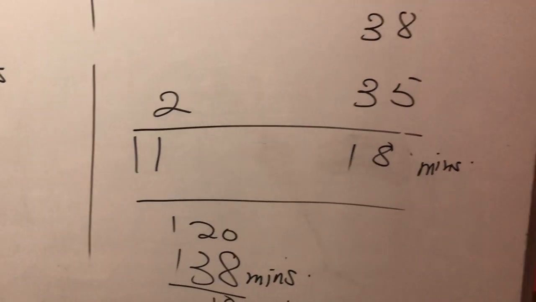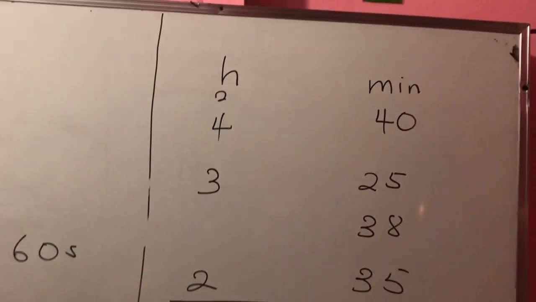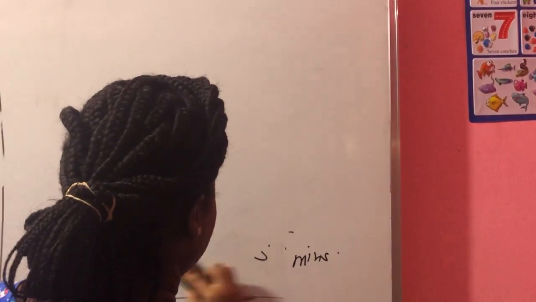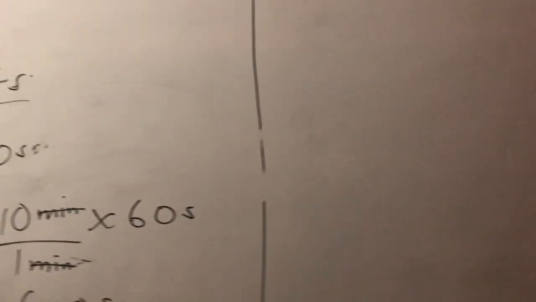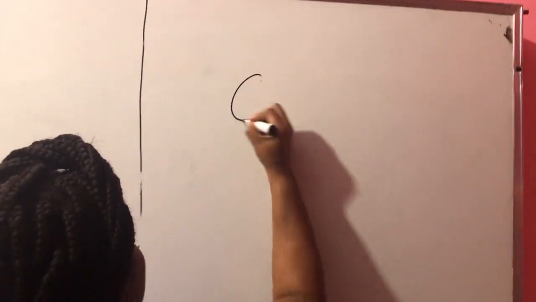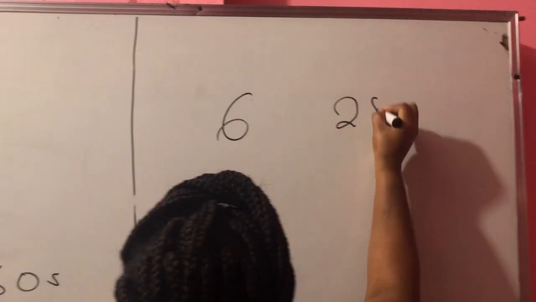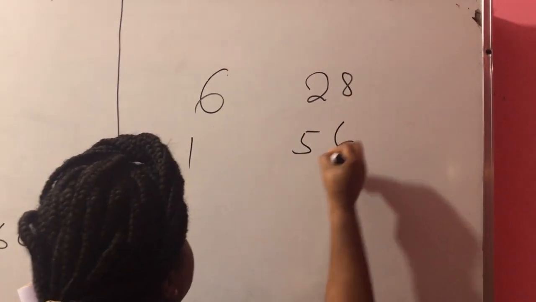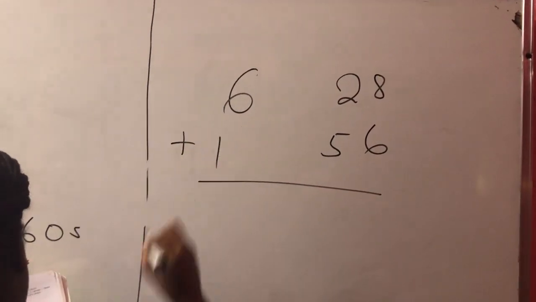Okay? So let me take the last question under this addition so that you understand. Then we are done for today. Maybe we'll take 2 more questions so that you really understand what I'm doing. Now the next question: 6, 28, 1, 56. We are adding, okay?